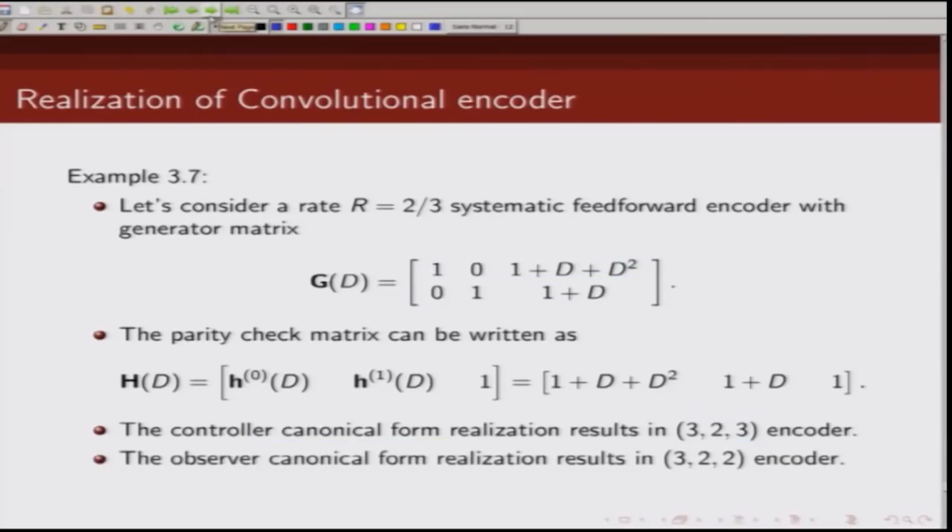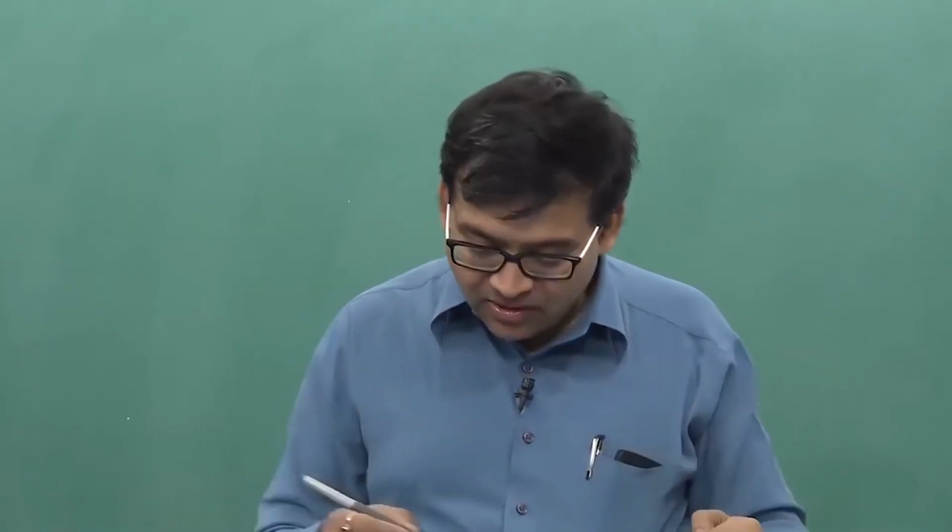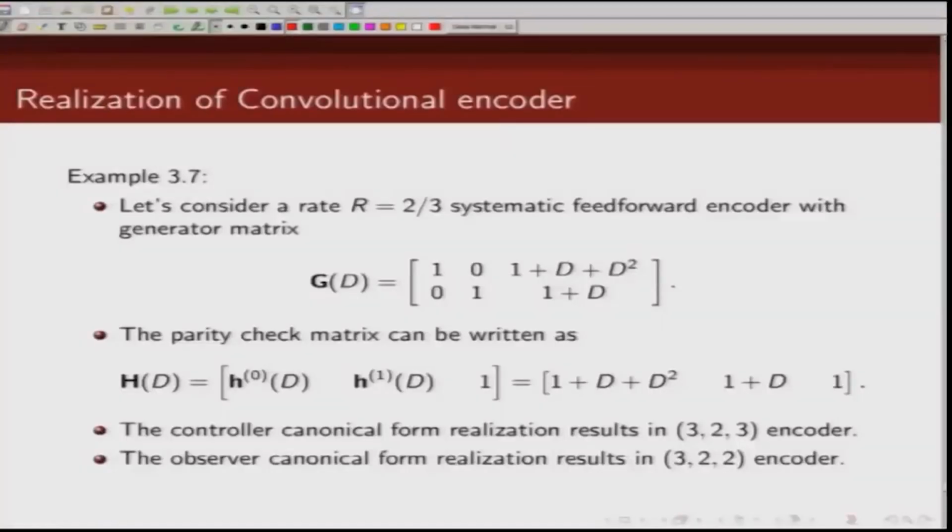Now, what about observer canonical form realization? In observer canonical form realization, we use one set of shift registers for each of the n coded bits. So, how many coded bits do we have? We have 3. One is this, one is this, and one is this.